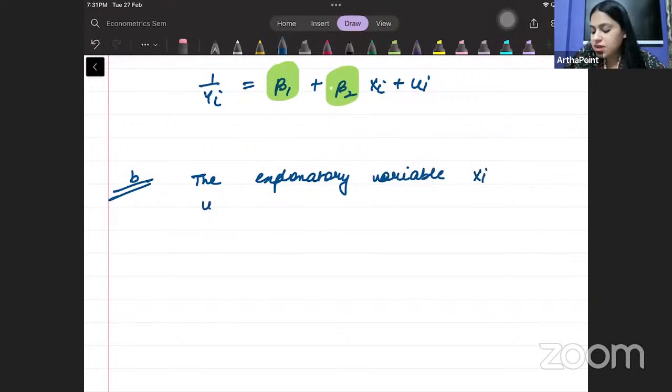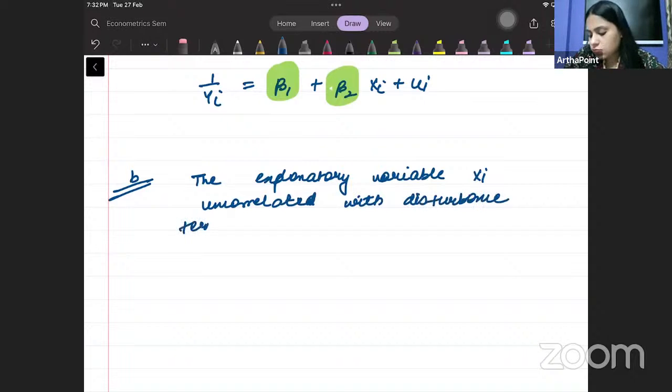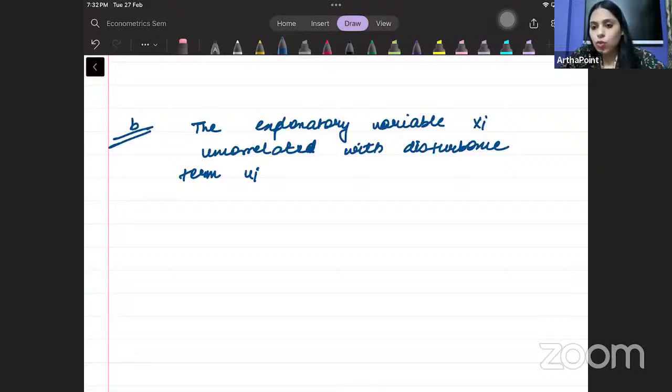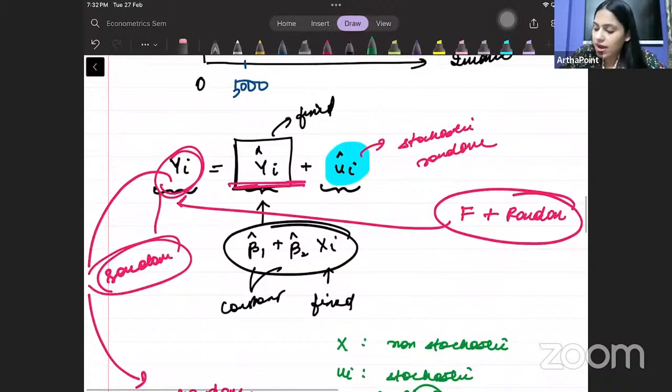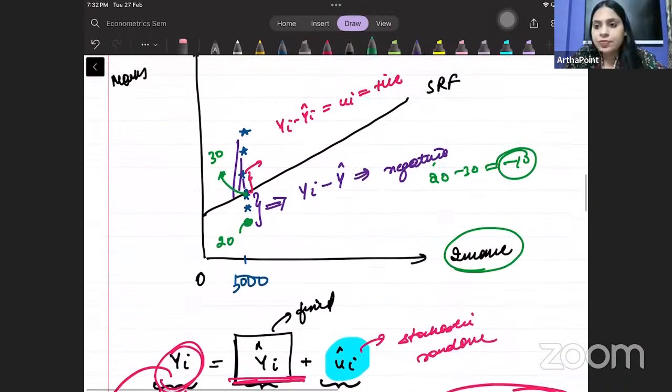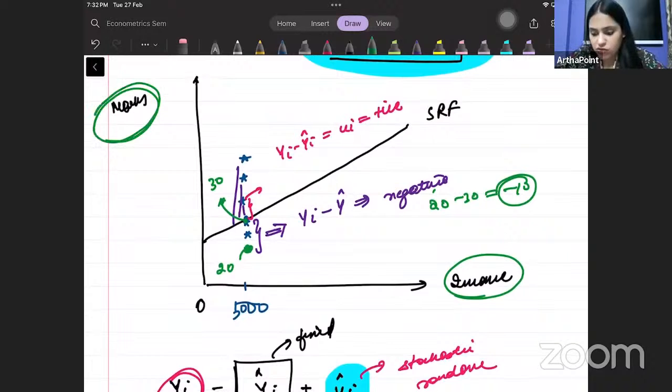xi, it must be uncorrelated with disturbance term ui. So now there should be no relation between xi and ui, right? Xi and ui, covariance between xi and ui should be 0. Xi और ui का कोई relation नहीं होना चाहिए. What does this mean? But it means that suppose मैं यहाँ पर xi को I have taken to be the income level, हाँ, and I am predicting the marks of the student.